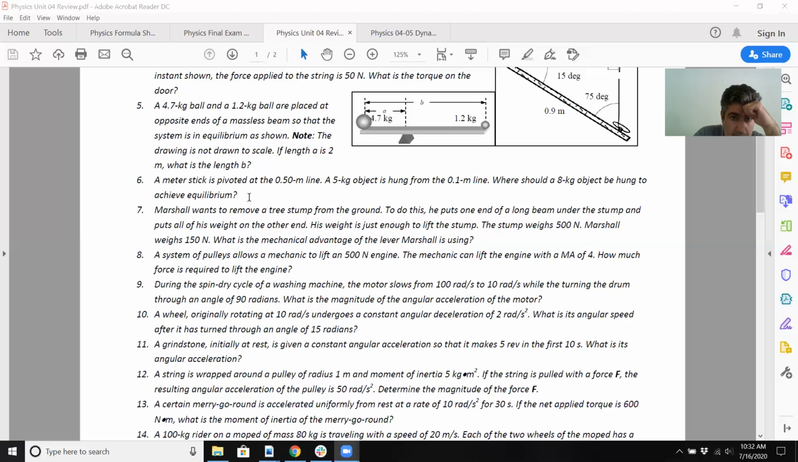6 is more of the same thing. A meter stick is pivoted at the 0.5 meter line. A 5 kilogram object is hung at the 0.1 meter line. So where should the 8 kilogram object be placed to keep it balanced? So you do have like a meter stick, right? And you place the fulcrum there. And a 5 kilogram mass, so if that's the 0.1 mark, obviously this is the 0.5 meter mark. And here's your 5 kilogram mass hanging right there. So where do you place the 8 kilogram mass, right?